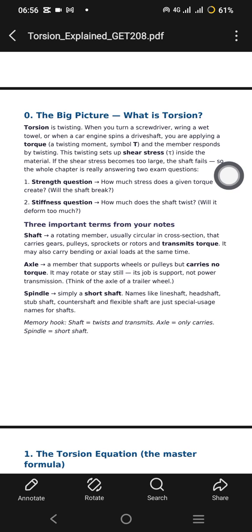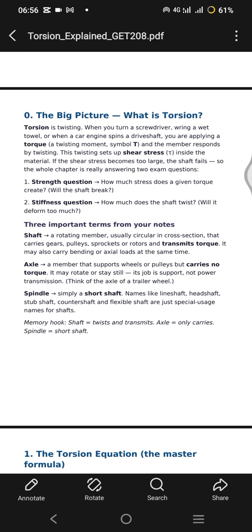Shaft. A shaft is a rotating member, usually circular in cross-section, that carries gears, pulleys, sprockets, or rotors and transmits torque. So automatically, I explained all this in my previous video. I'm just making a recap.